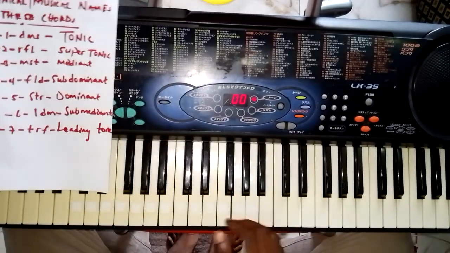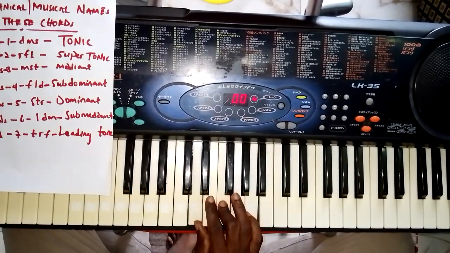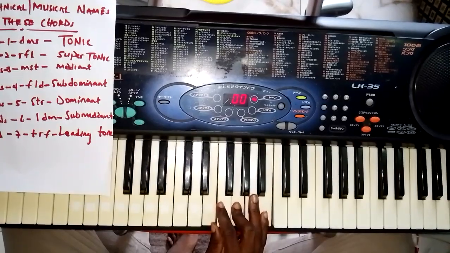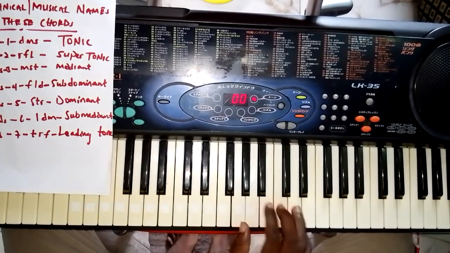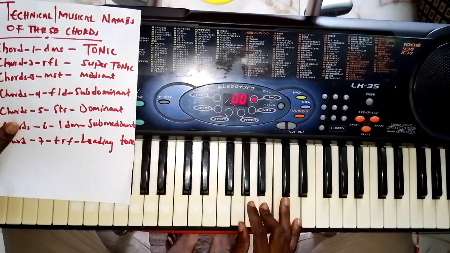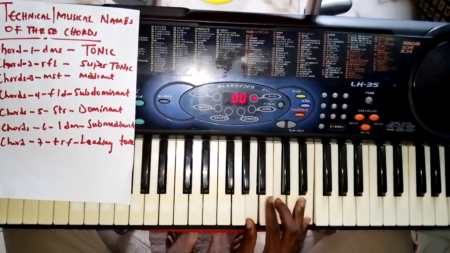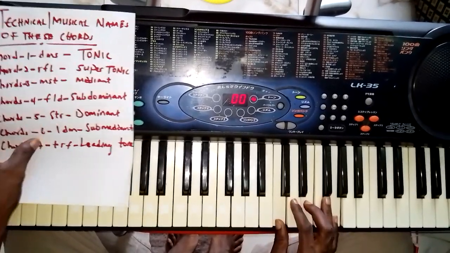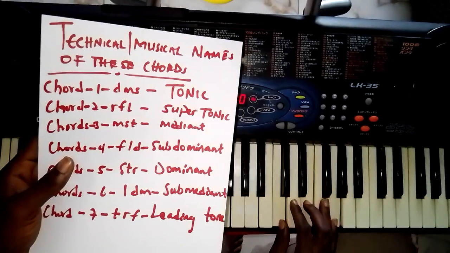So we have your tonic, chord 1, your supertonic, chord 2, your mediant, chord 3, your subdominant, chord 4, your dominant, chord 5, then your submediant, chord 6, your leading note, chord 7, then you go back to your chord 1, which is your tonic. So I believe you've gotten this right. I believe you've written this down, and I believe you've gotten it.